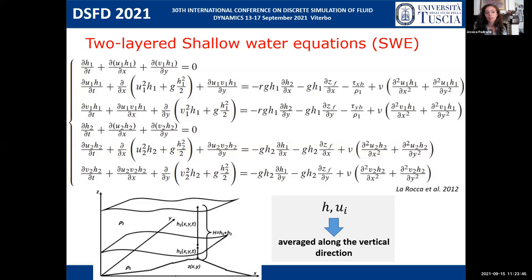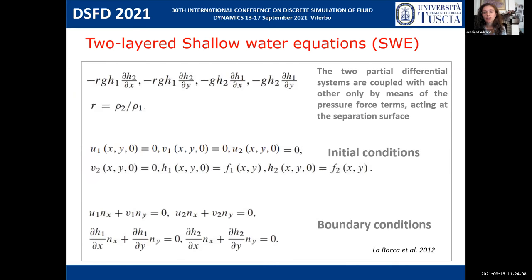So considering the usual assumptions of the shallow water equation and the depth averaging of the Navier-Stokes equation, we can obtain separated partial differential systems, one for each liquid layer. The two partial differential systems are coupled with each other only by means of the pressure force terms acting at the separation surface. And we can define R, the ratio of densities.